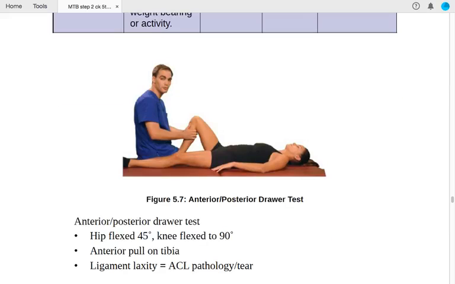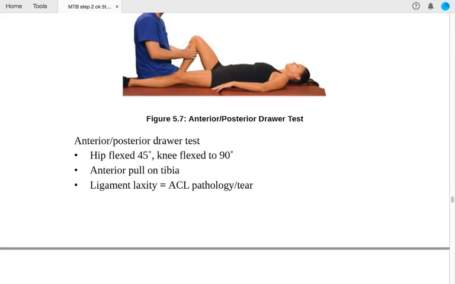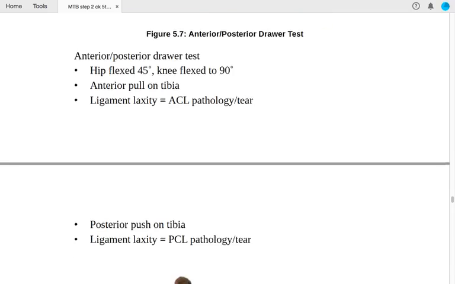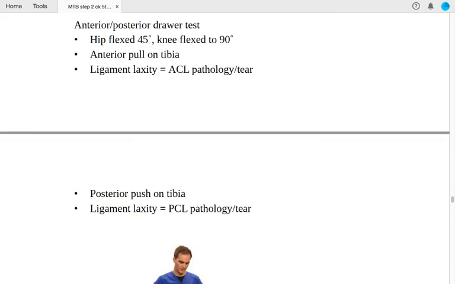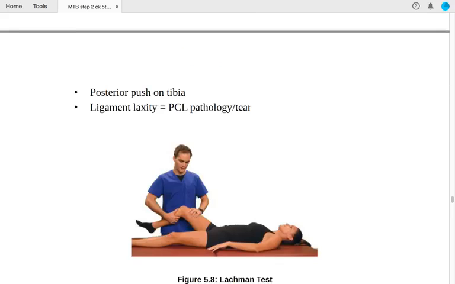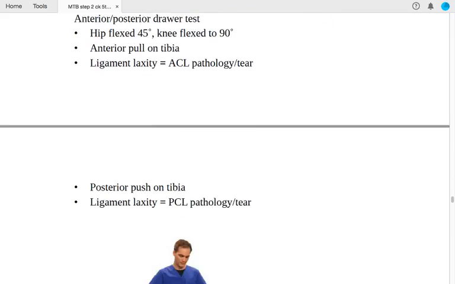Then this is the anterior and posterior drawer sign. We are already done with these signs. Anterior posterior drawer test: hip flexed to 45 degrees, knee flexed to 90 degrees. So the knee should be at 90 degrees, the hip at 45 degrees, and then you will do the anterior pull on the tibia. If there is ligament laxity, that means there is ACL pathology or tear, something gone wrong in the anterior cruciate ligament. Then a posterior push on the tibia: the tibia will be pushed posteriorly, and ligament laxity here means posterior cruciate ligament pathology and tear.